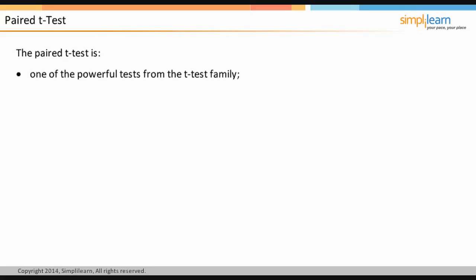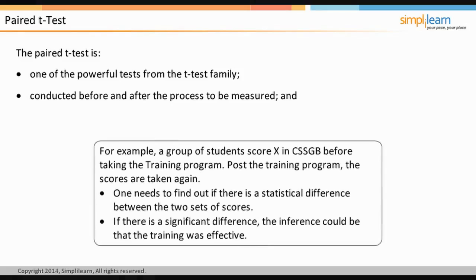The paired t-test is one of the most powerful tests from the t-test family. The paired t-test is conducted before and after the process to be measured. For example, a group of students score X in CSSGB before taking the training program. Post the training program, the scores are taken again.